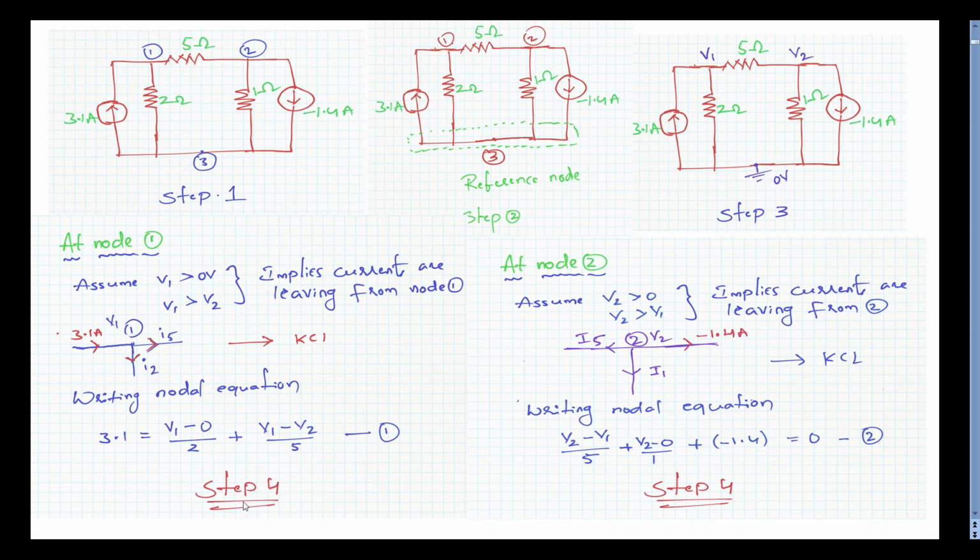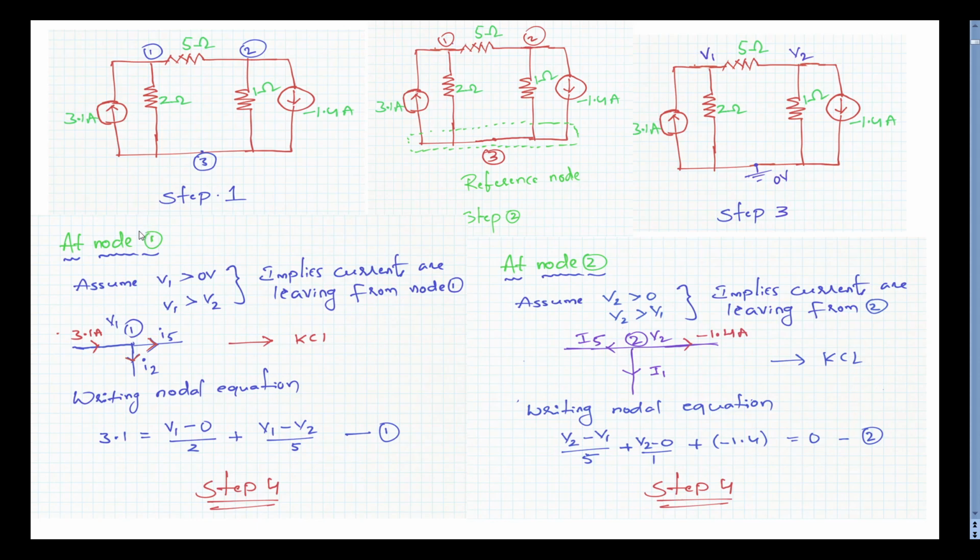Now what is step 4? This is the final step. Remember, nodal analysis is nothing but KCL plus Ohm's law. Keep this in your mind. Nodal analysis means KCL plus Ohm's law. First I apply KCL, then I apply Ohm's law. Now moving to step 4, first I write the nodal equation at node 1.